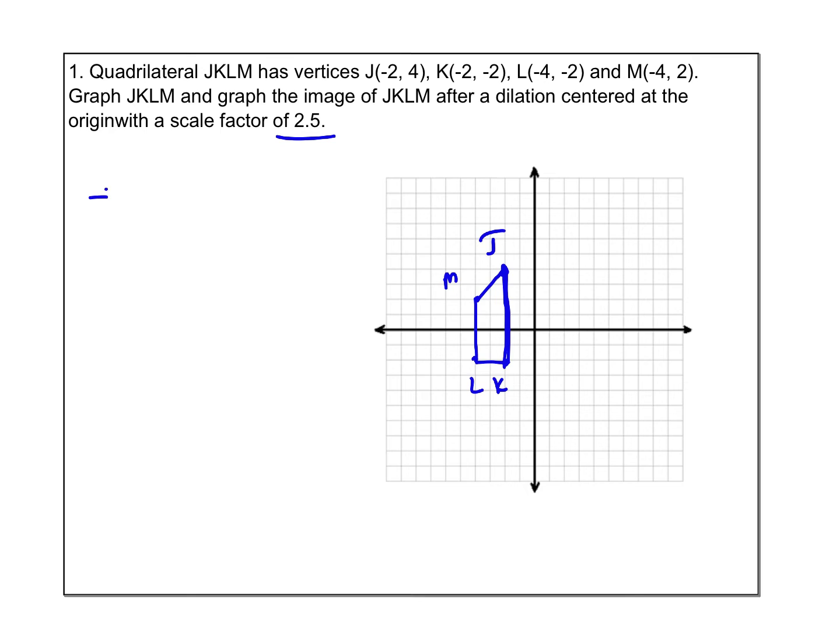So all I'm going to do is multiply everything by 2.5. That's it. That's all I'm going to do. Multiply every number times 2.5. So doing that, this becomes -5, 10. K, the -2, -2, this would be J. K becomes -5, -5. I suppose I should change colors here, but not quite.